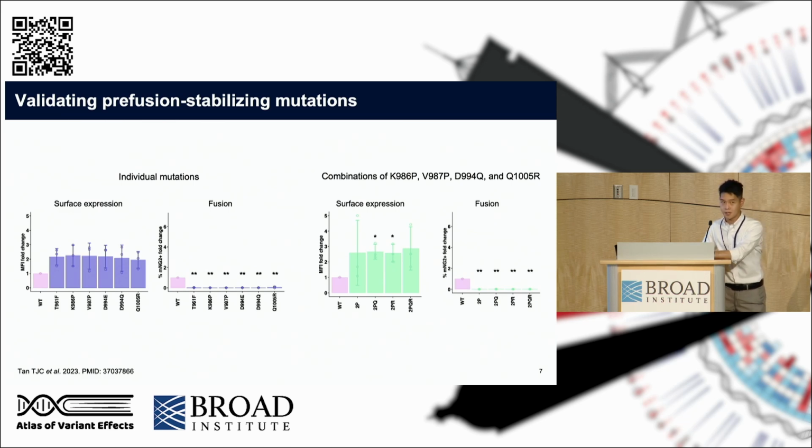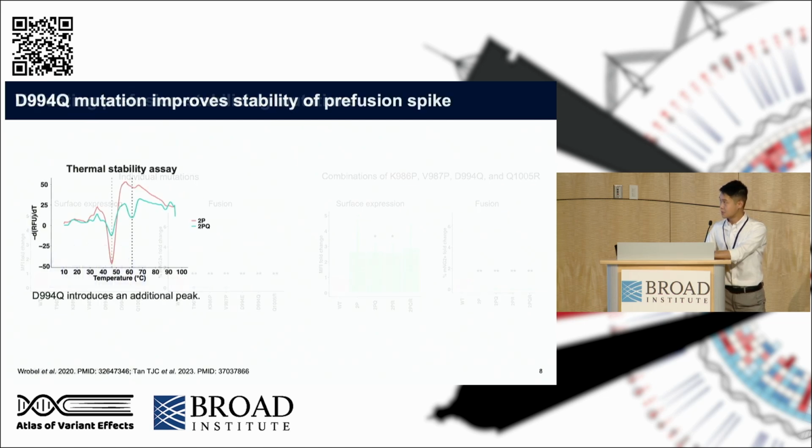We investigated how one of these mutations, aside from the two proline mutations, stabilized spike in its prefusion form through biochemical assays. So we proceeded to characterize the D994Q mutation. First, we expressed soluble versions of spike with the two proline mutations indicated by 2P and spike with the proline mutations and an additional D994Q mutation indicated as 2PQ.